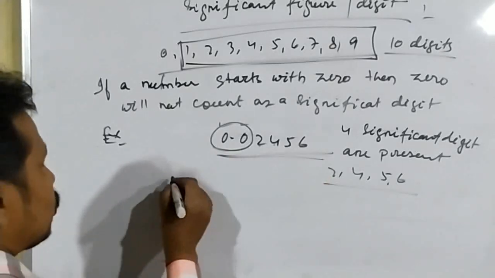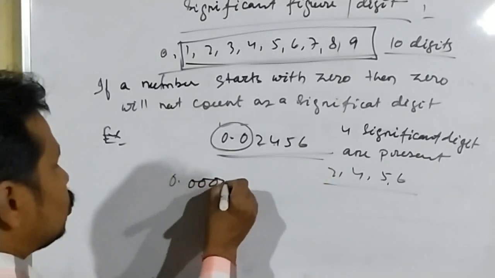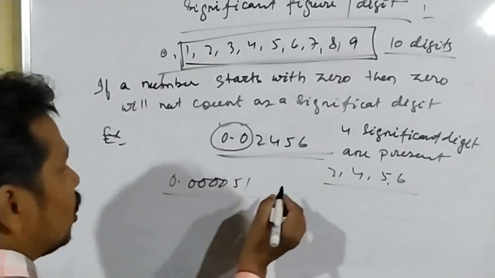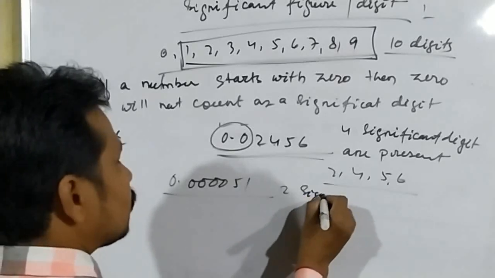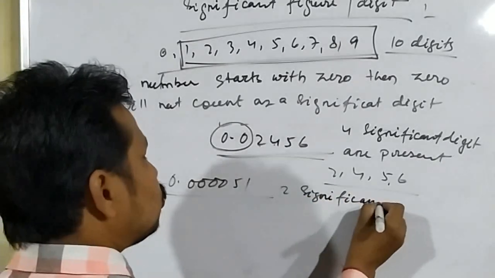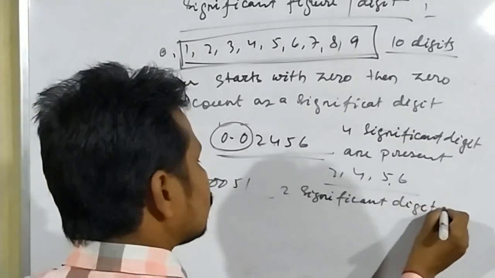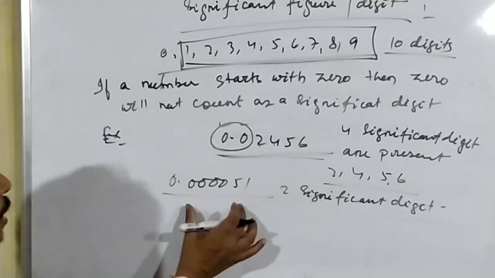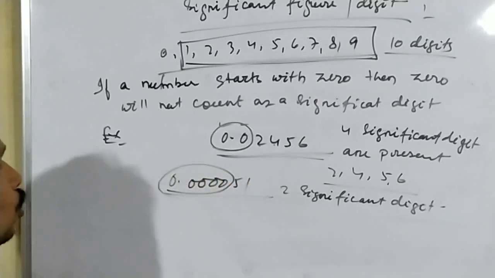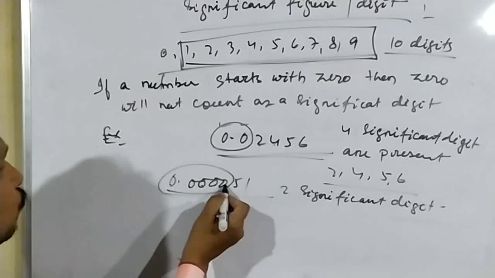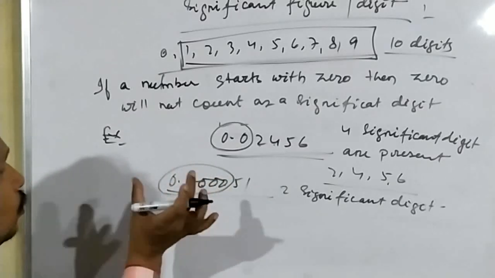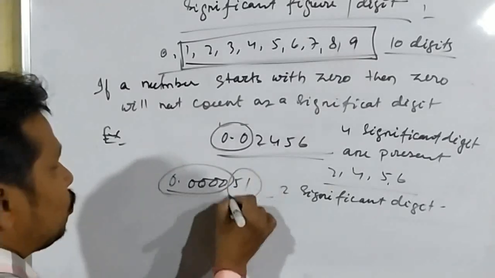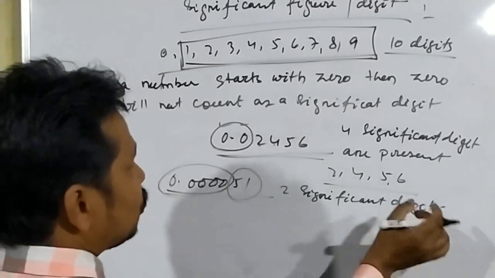For another example, suppose 0.000051. In this number, how many significant digits are present? Only two significant digits, because all the 0 are present at the left side of the number, or this number starts with this many 0. So 1, 2, 3, 4, 5 0 are present, but we do not have to count these 0 as significant digits. So the rest, only two digits, are significant.